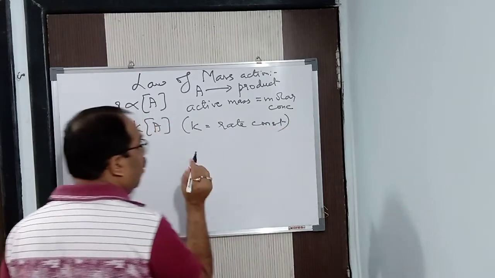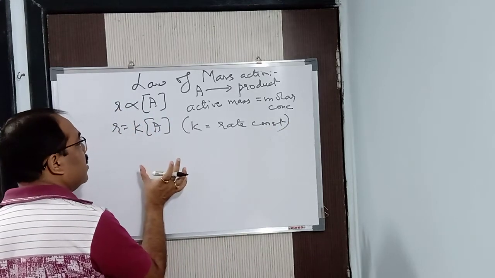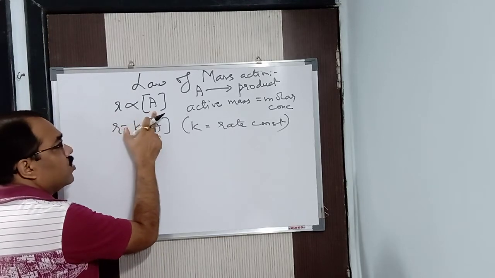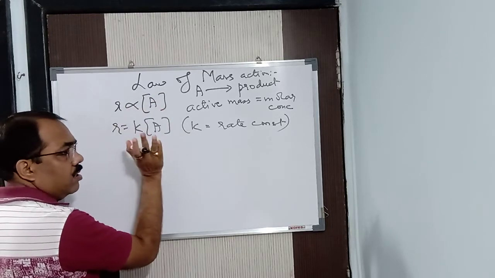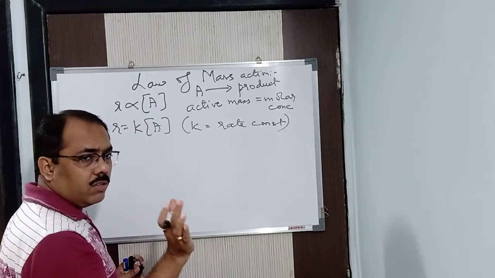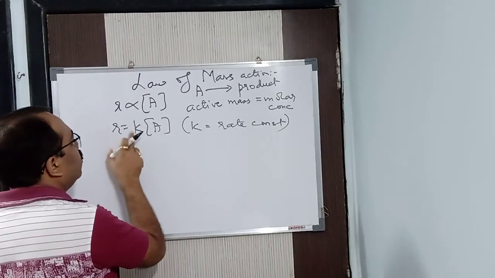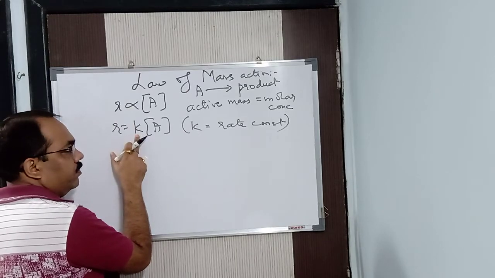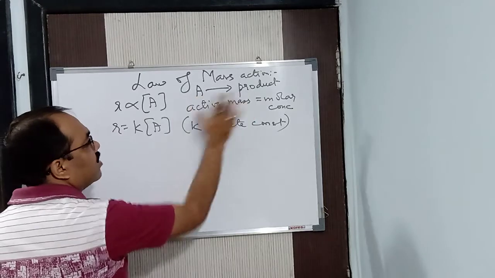So, what I said about the law, again I come back to the statement. The law of mass action says that the rate of a chemical reaction is directly proportional to its active mass, the molar concentration. Molar concentration simply means molarity. Now, to remove the proportional sign, we use a constant, that is K. So R is equal to K into concentration of A. Done. For this reaction we got it.